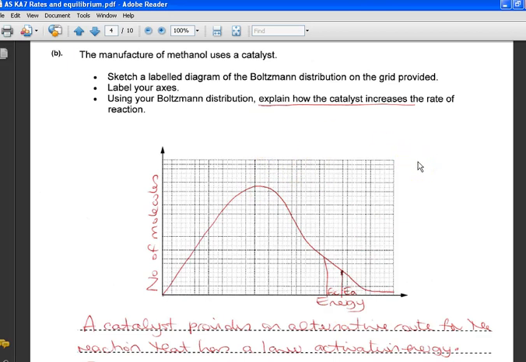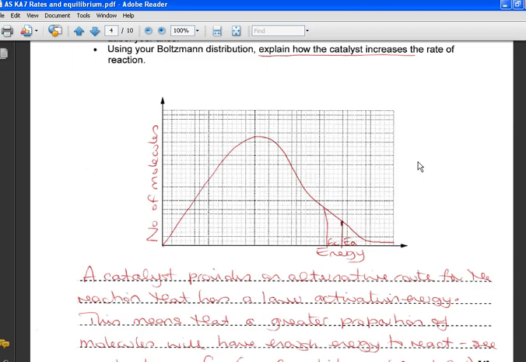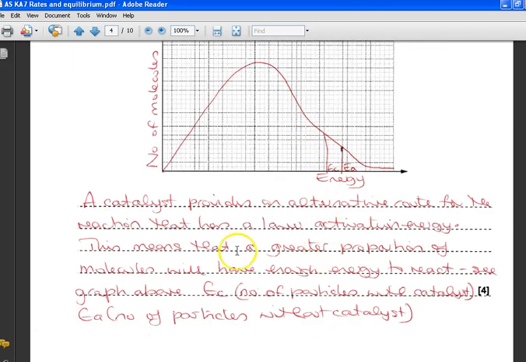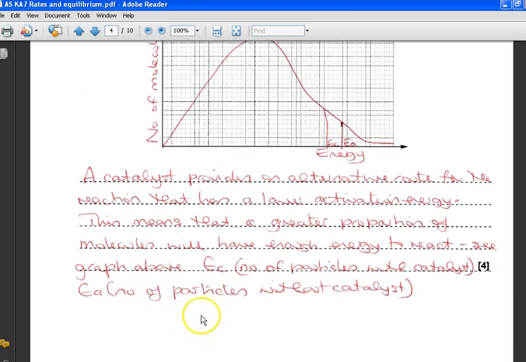And then explain how the catalyst increases the rate of reaction. So I've marked on here the activation energy without a catalyst, activation energy with a catalyst, and then I've gone on to explain that the catalyst provides an alternative route for the reaction that has a lower activation energy. As a result of that, a greater proportion of molecules will have enough energy to react, and you can see that on the graph, so you can then comment on that. Okay, so EC is the number of particles with a catalyst, EA the number of particles without a catalyst that will react.